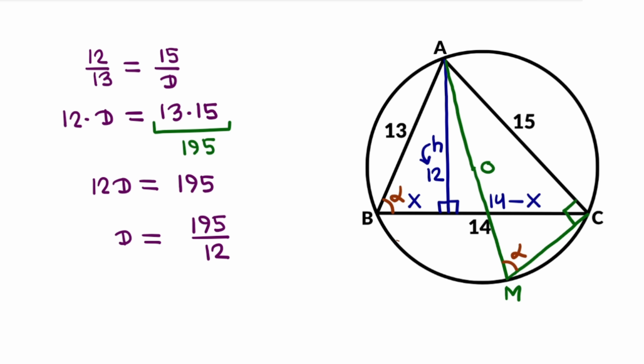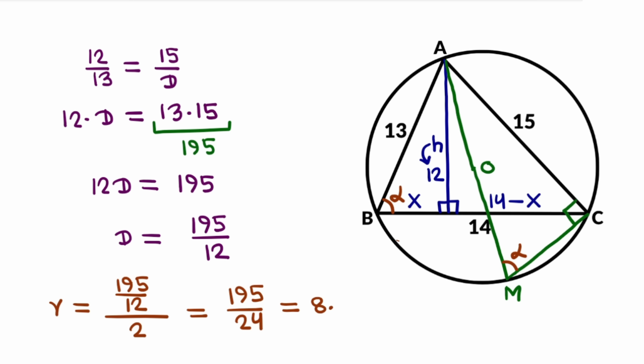But that's the diameter. The radius is exactly half of the diameter. So the radius equals 195 over 12 divided by 2, which simplifies to 195 over 24 units. And as a decimal approximation, that's exactly 8.125 units.